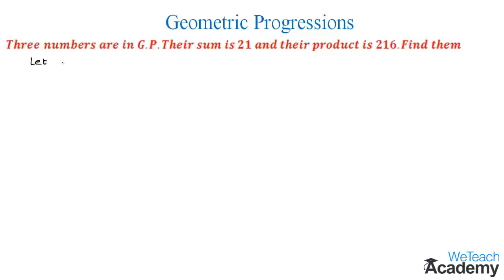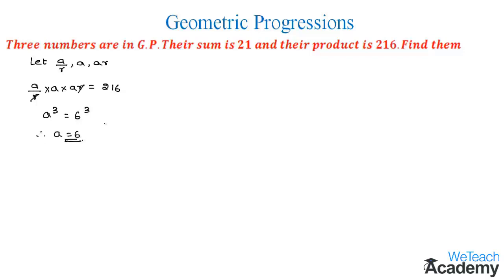First let us consider the three numbers of the geometric progression as a/r, a and ar. Given that their product is 216, let us multiply these three terms. On multiplying we get a/r into a into ar is equal to 216. On the left hand side we can cancel r in the numerator and denominator. On multiplying these three a's we get a cube, and on the RHS we have 216, which we can represent as 6 cube. Therefore we get the a value as 6.